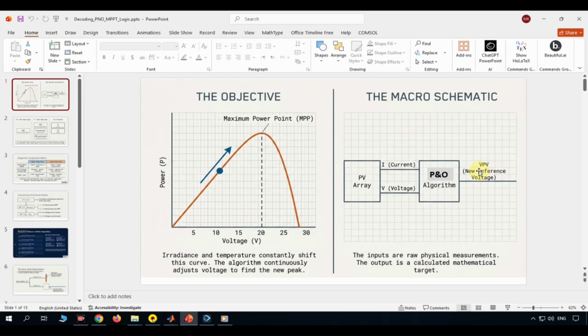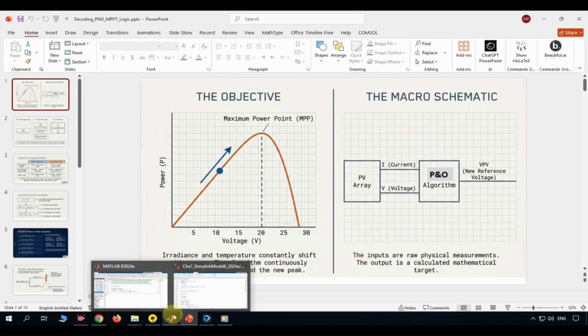The MATLAB function block receives 2 inputs from the photovoltaic generator. The first input is the PV current, denoted by I. The second input is the PV voltage, denoted by V. Using these 2 measurements, the algorithm calculates the instantaneous power produced by the PV array. The output of the function is the new reference voltage, called VPV. This reference voltage will later be used by the PWM controller to regulate the boost converter.